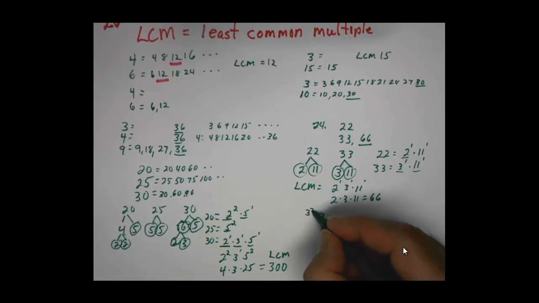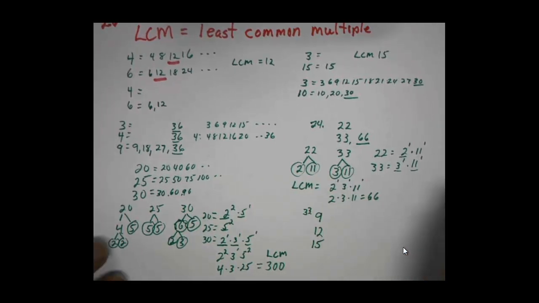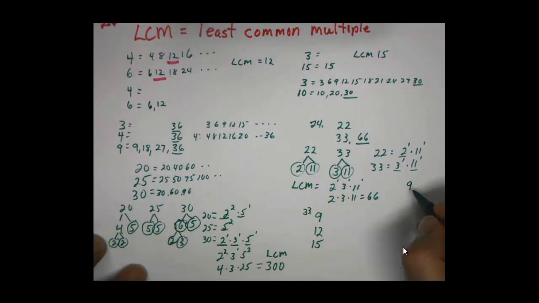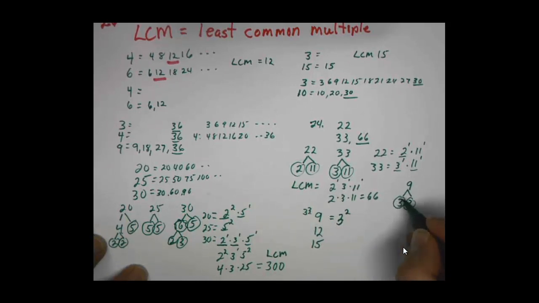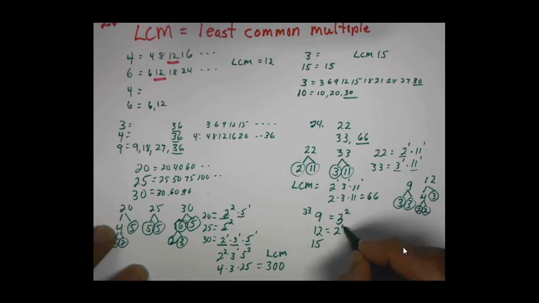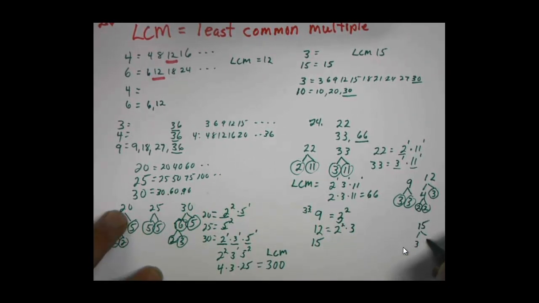This is problem number 33 in the textbook. 9, 12, and 15. So if we do our prime factorization of 9, that's going to be 3 and 3. So that's going to be 3 squared. Okay, our prime factorization of 12, we have 4 and 3. 3 is prime, gets a circle, 4 is not, gets a branch, 2 and 2. So we're going to have 2 squared times 3. And our last one is 15, and 3 times 5.